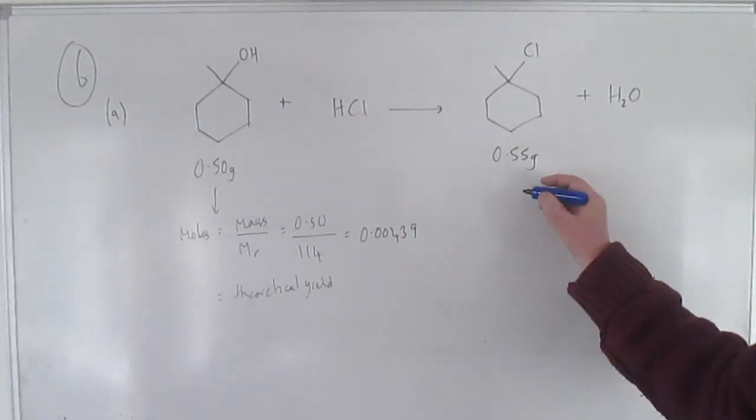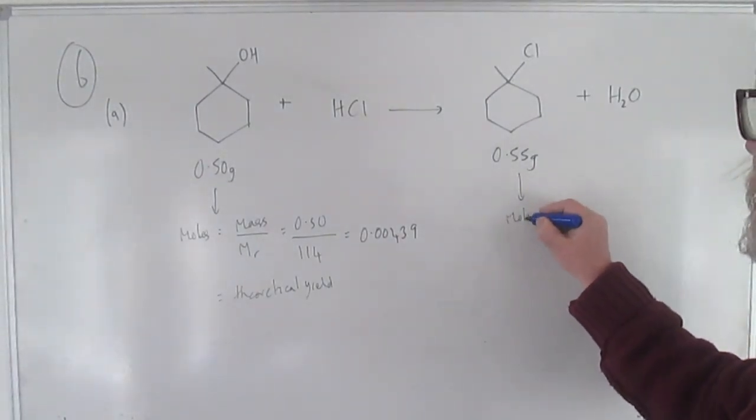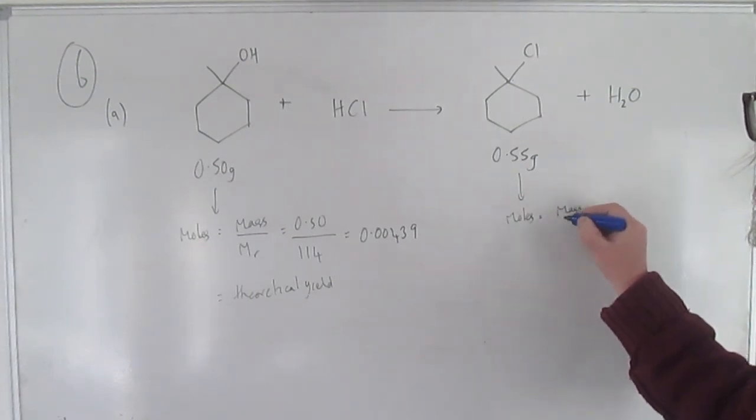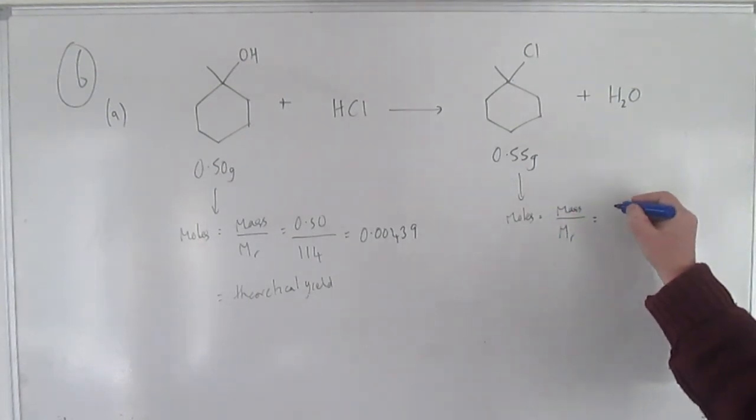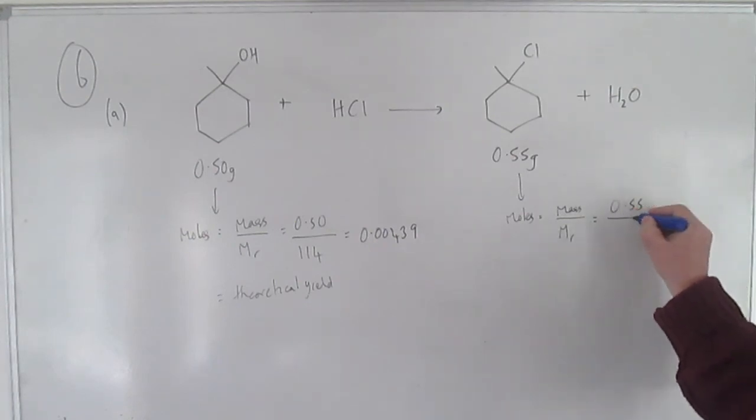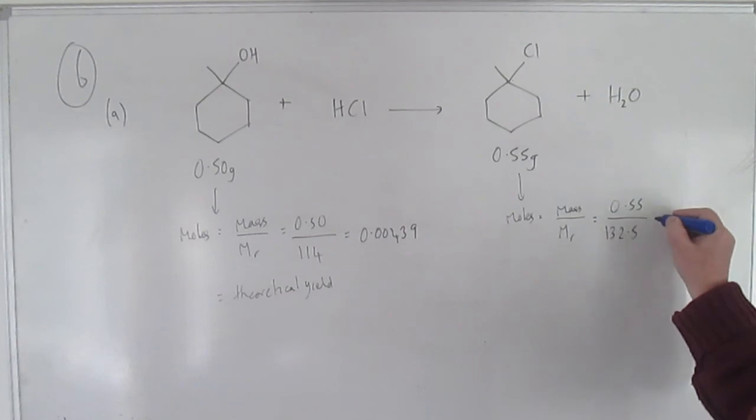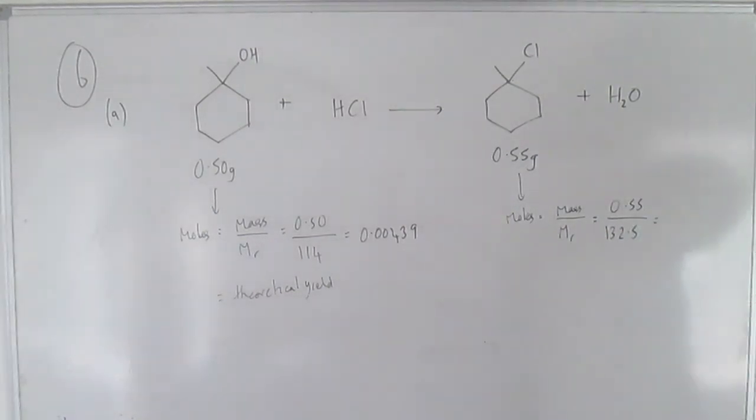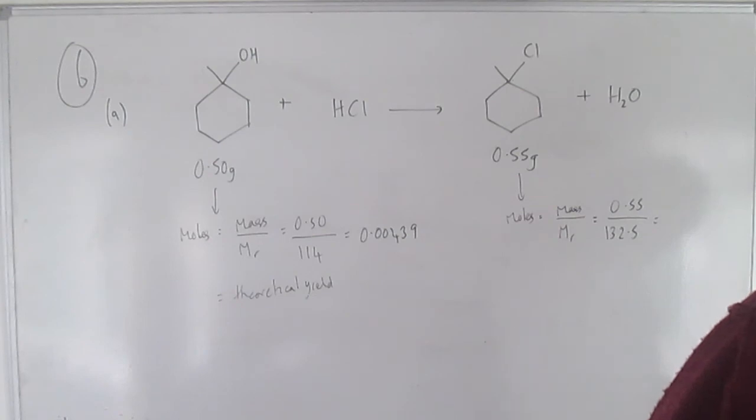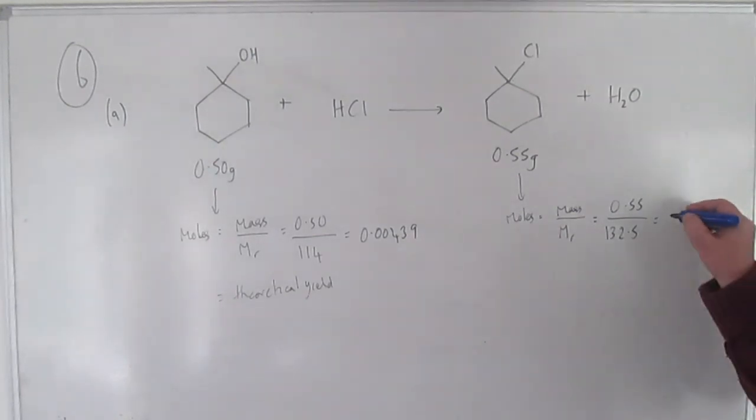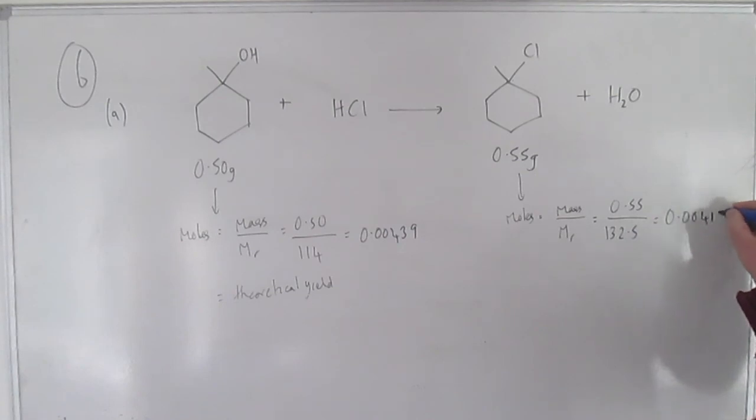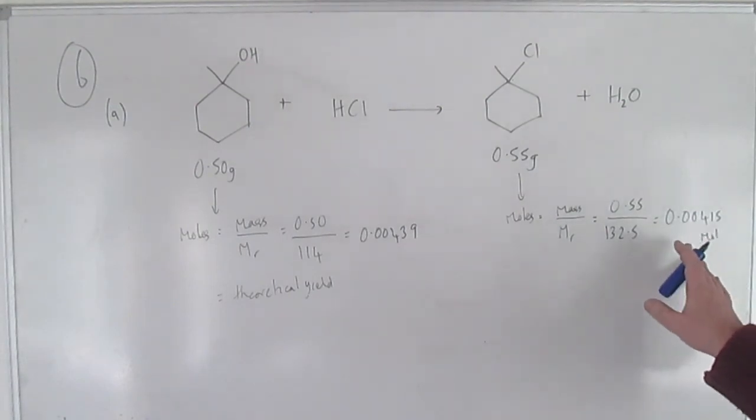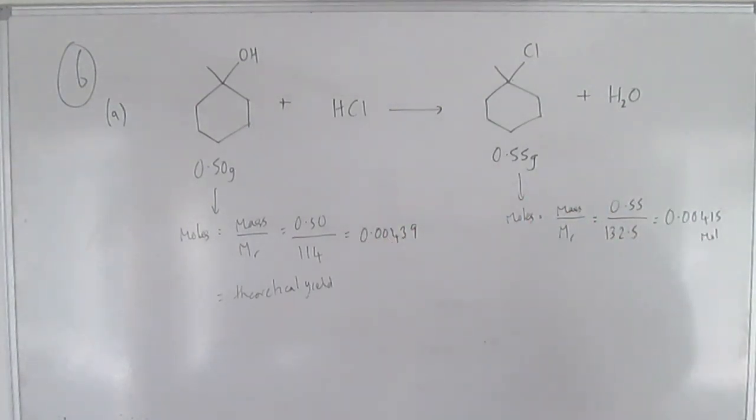And then we can work out the actual yield. So the moles of this, again, is mass over MR, which is 0.55 divided by 132.5, which is the MR of that product, and that comes to 0.00415 moles. So you can see that once we convert to moles, the moles of product is less, albeit not that much less, than the moles of starting material. So that makes sense, because there's going to be some loss somewhere along the way.